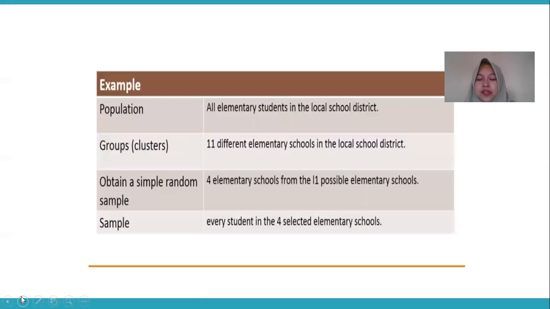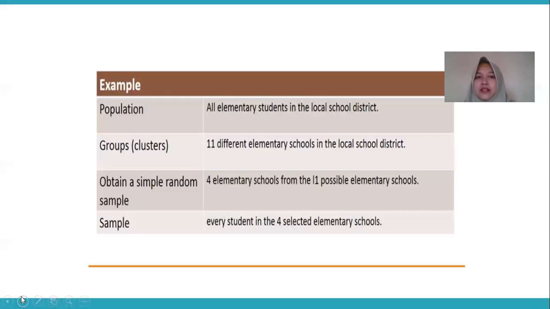Now we come to the example of cluster sampling. For example, the population is all elementary students in the local school district. The groups or clusters are 11 different elementary schools in the local school district. Obtain a simple random sample of 4 elementary schools from the 11 possible elementary schools, and you can take as the sample every student in the 4 selected elementary schools.